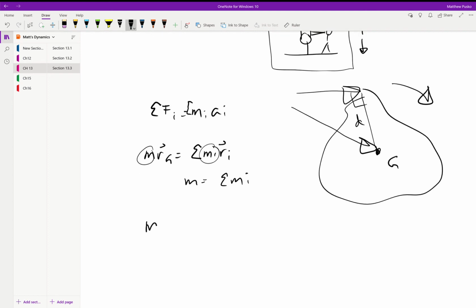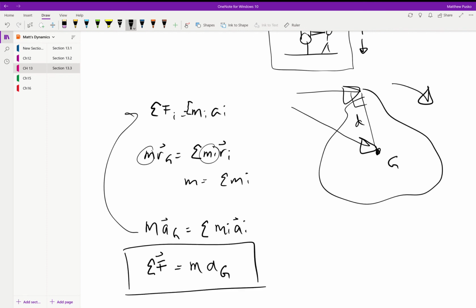gives us mass times the acceleration of gravity is equal to the summation of all those internal masses and their internal accelerations. And we can substitute this back up into here and get the summation of the forces is equal to, that's a vector, is equal to mass times this acceleration of the center of gravity for that object.